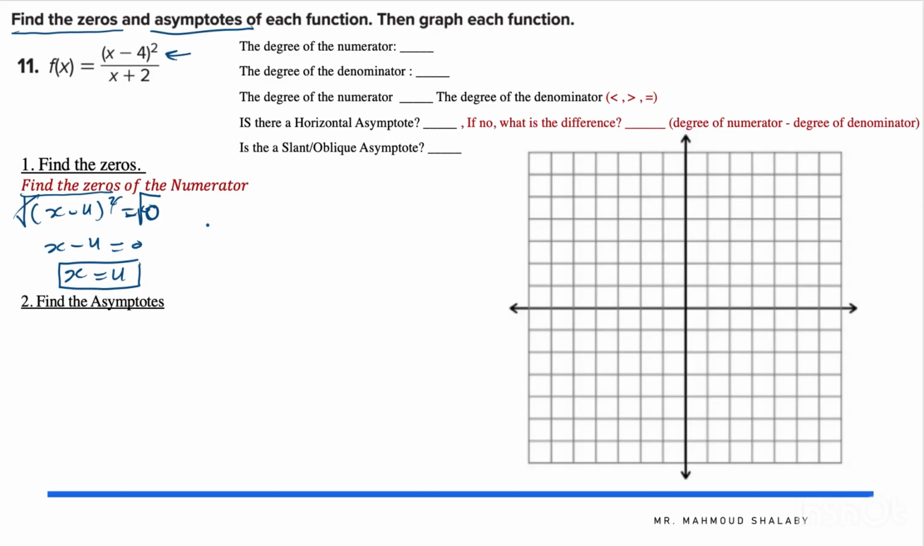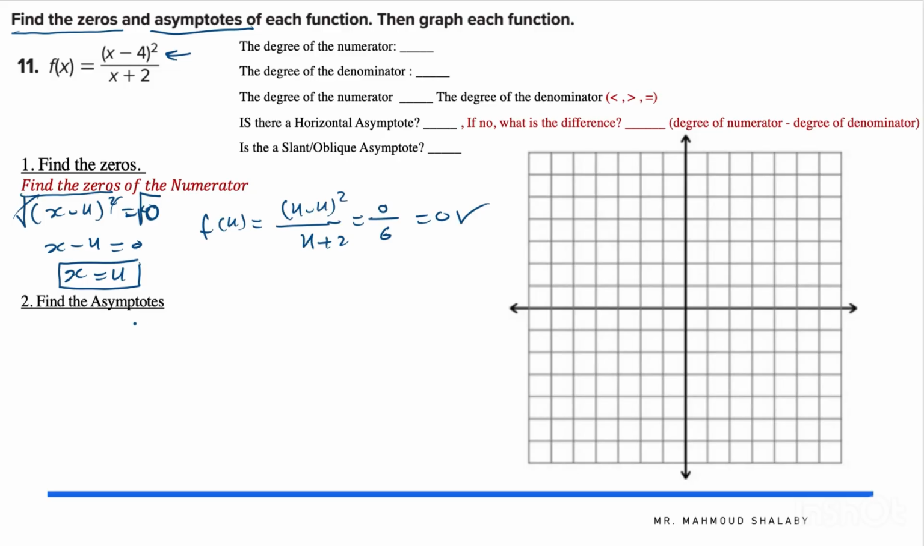Alright, just one time to check. If I find f of 4, but I will not solve this in the other questions, it will be 4 minus 4 to the power of 2 over 4 plus 2. Simplify. 4 minus 4 is 0. Square it, it's 0. 4 plus 2 is 6. So the answer is 0. So x equals 4 is the value that will make the function equal 0.